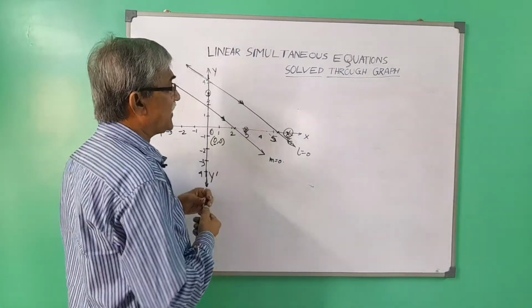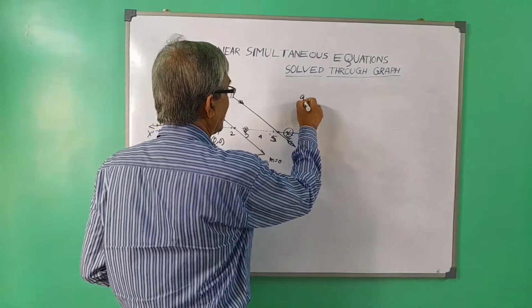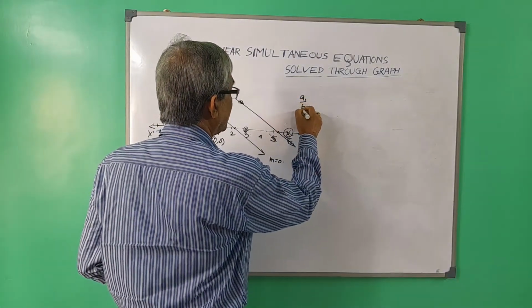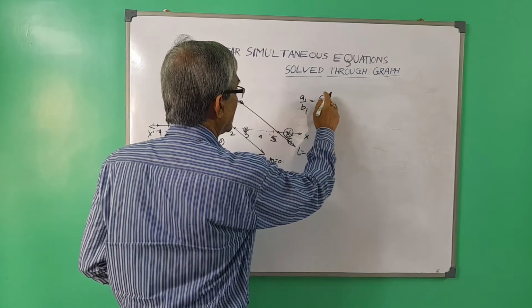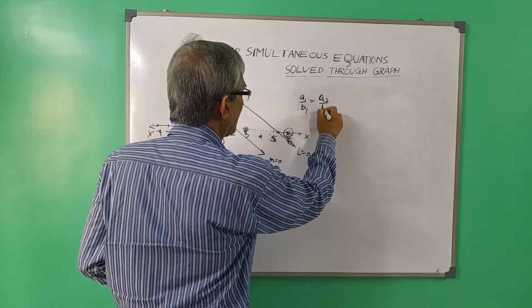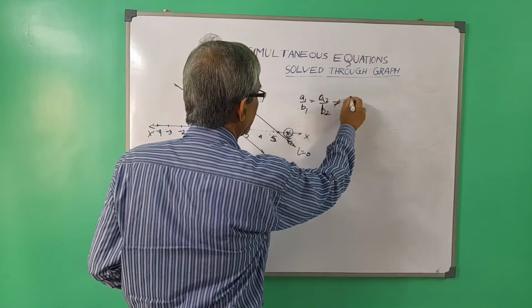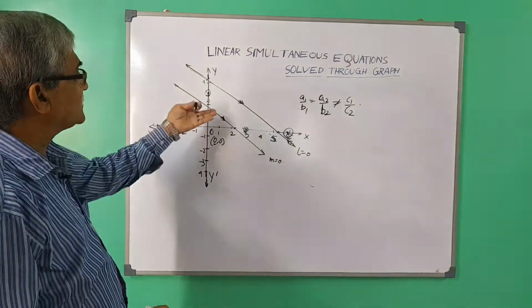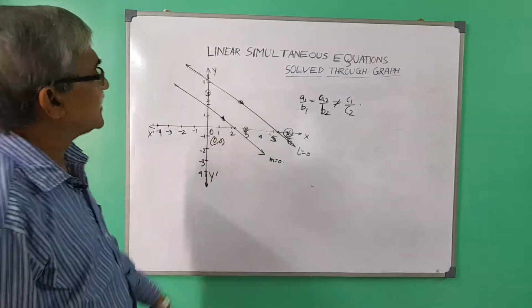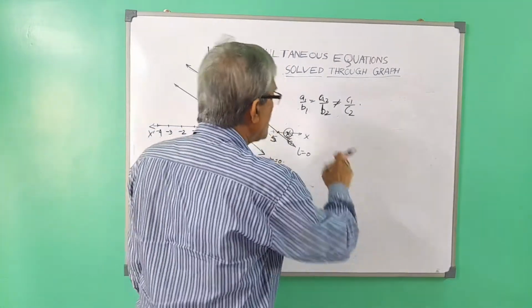That is, in our earlier discussion we had said that A1 upon A2 is equal to B1 upon B2, not equal to C1 upon C2. So this is that case. In the graph we can clearly understand that this pair of equations is going to have no solution.